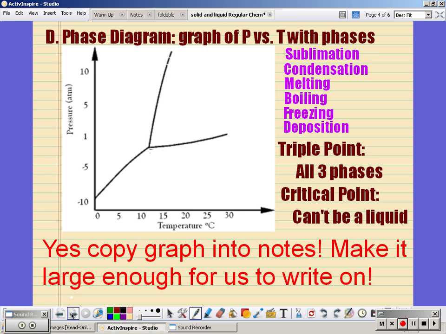Now a phase diagram represents the pressure and temperatures of our different phases and how we can change pressure and temperature to create our phase changes. So the area that's next to the x-axis is always our solid area. The area next to our y-axis is always our gas area. And the area that's in between is always our liquid area.